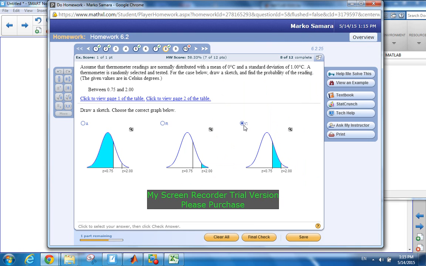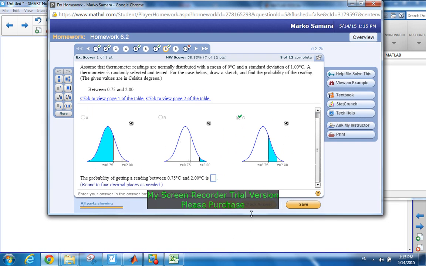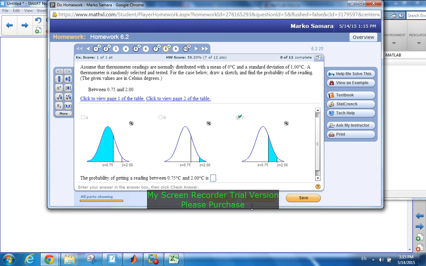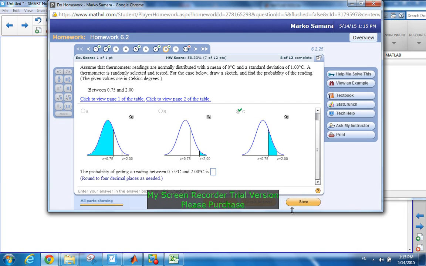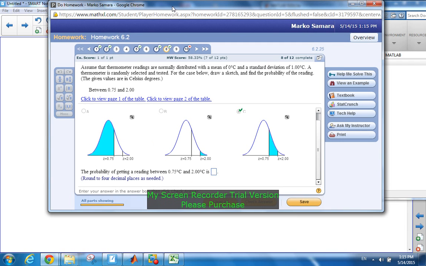So we say C, and the second part is what is the probability of getting a reading between 0.75 and 2. So let us find that probability.